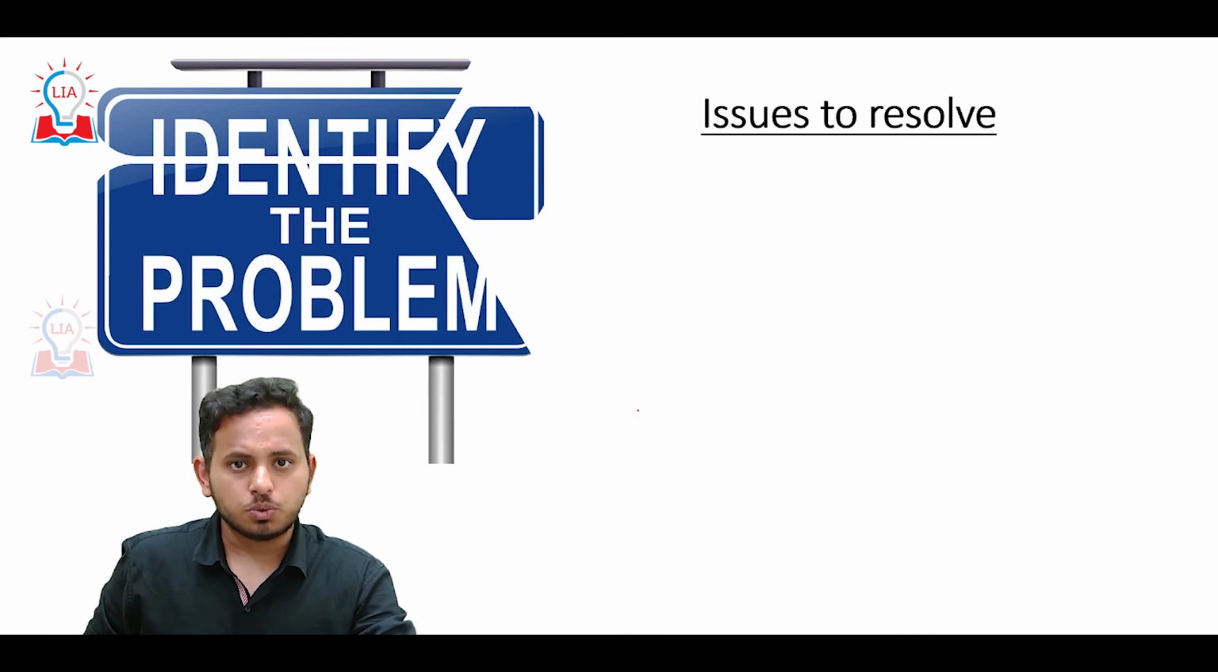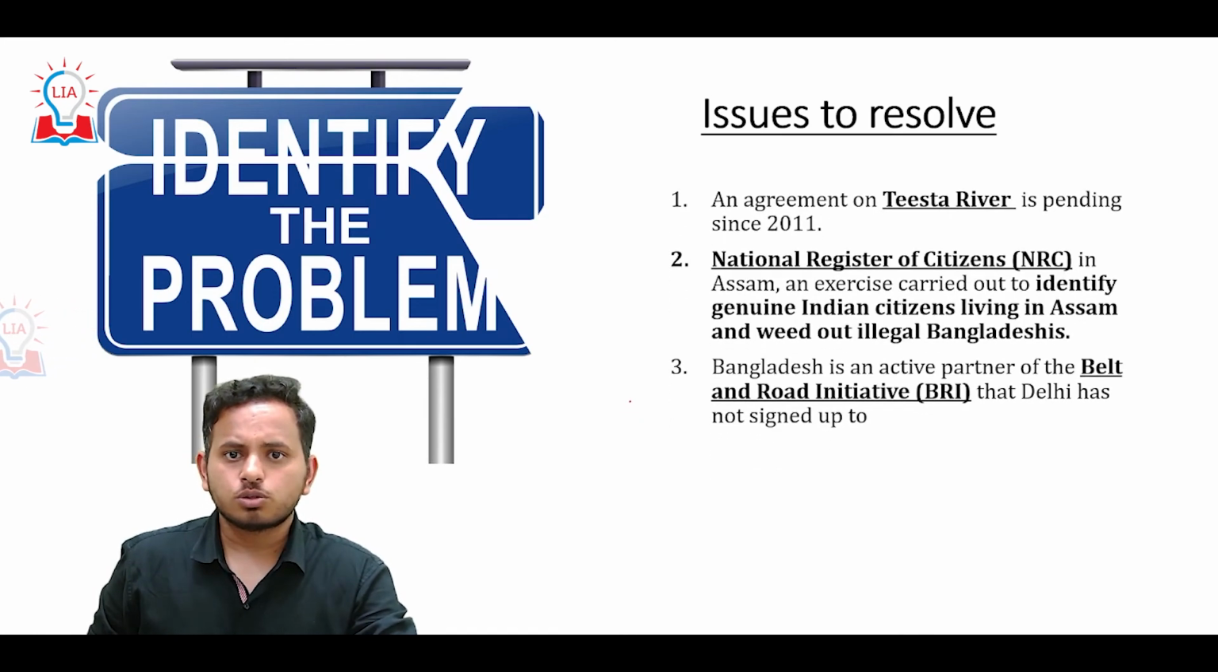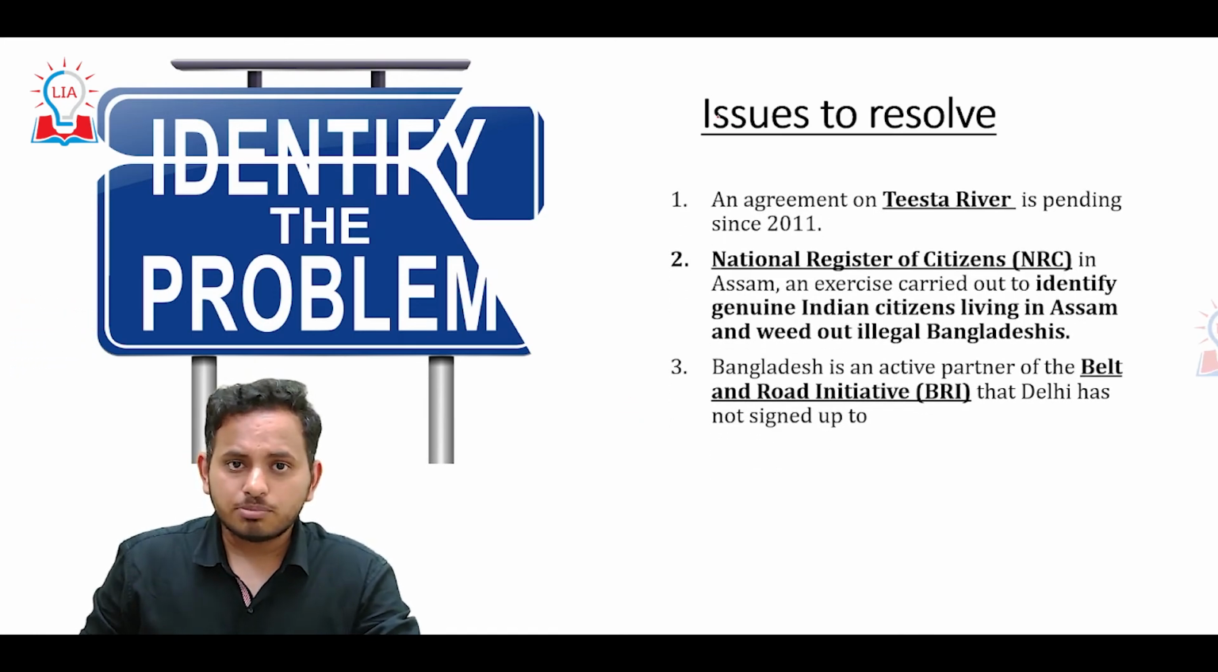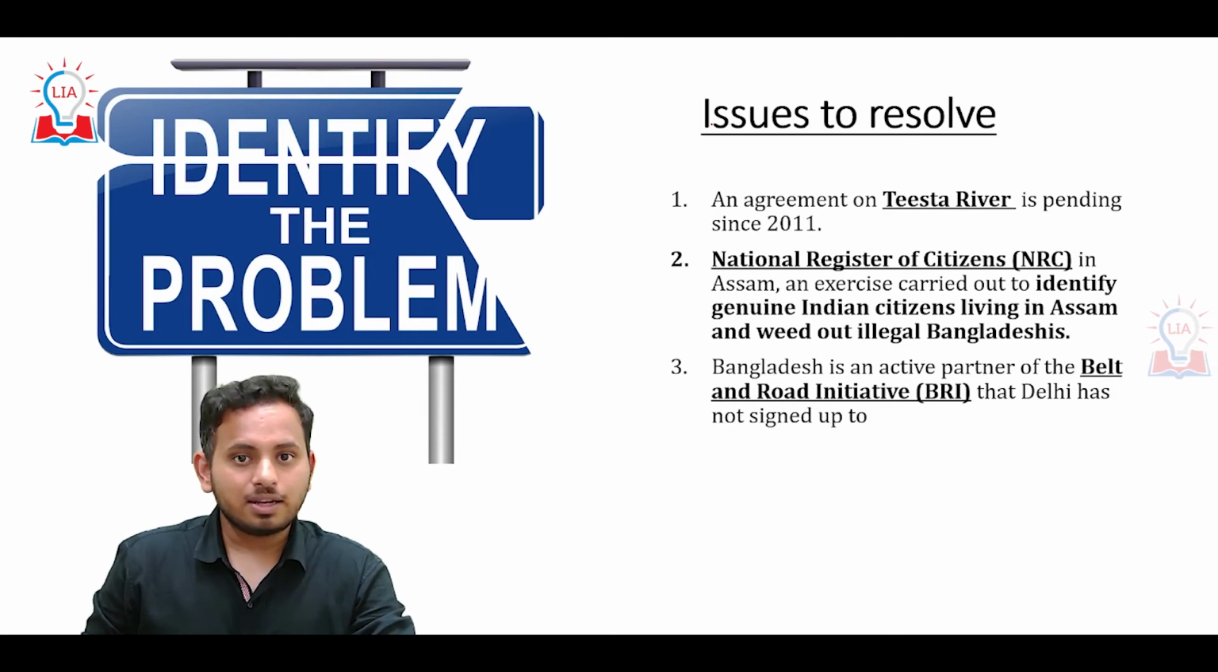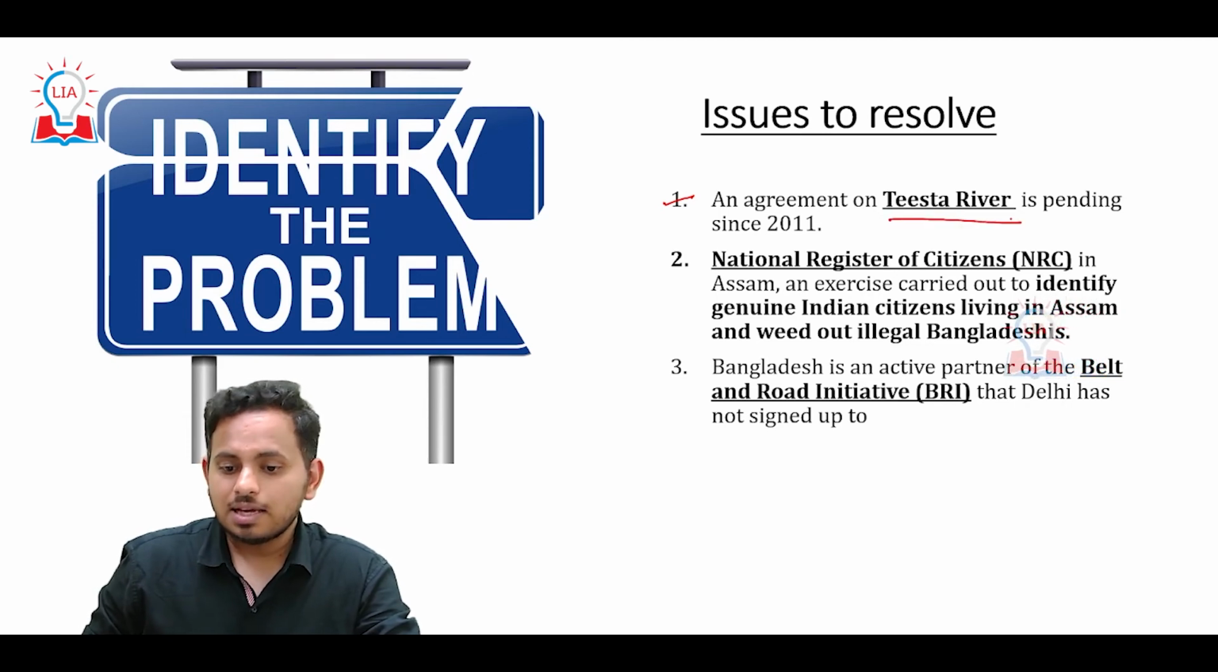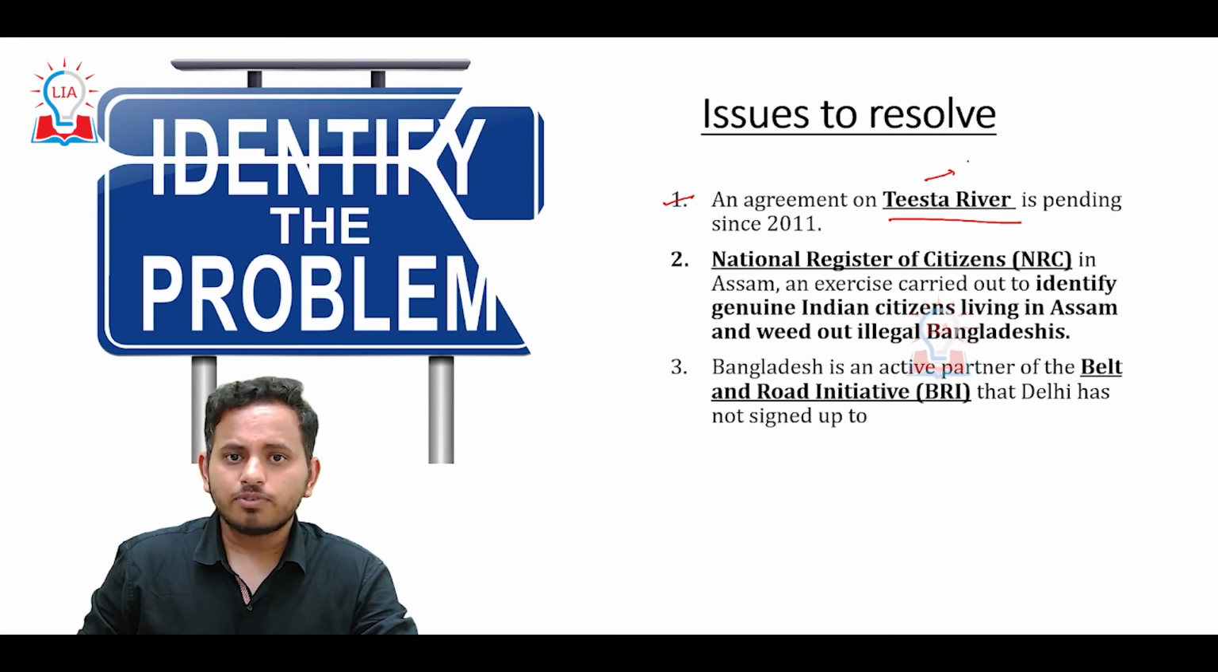So what are the issues to be solved in the near future so that the relationship between India and Bangladesh would increase in future? The first and most important one is the Teesta River Agreement. The Teesta River forms a very crucial part of the economy of Bangladesh and also West Bengal, and it irrigates almost 12% of the agricultural land in Bangladesh. So this is a very important one.